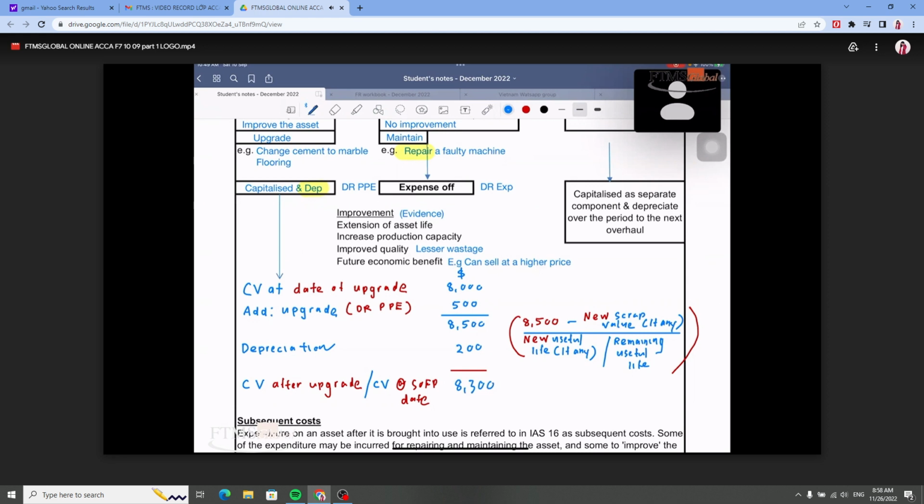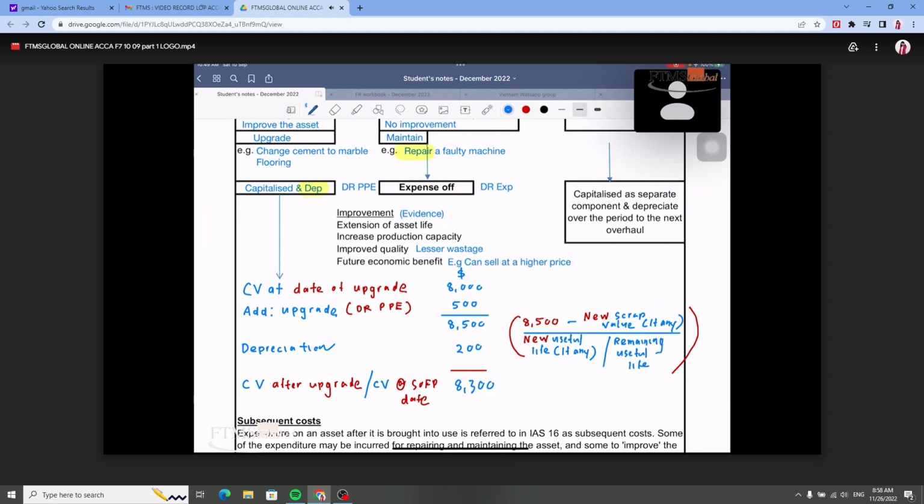So that's what you should do if you see a question on upgrade. The steps are all here. Firstly, calculate the carrying value at the date of upgrade. Then you add the upgrade cost. Then depreciation will be based on this 8,500.